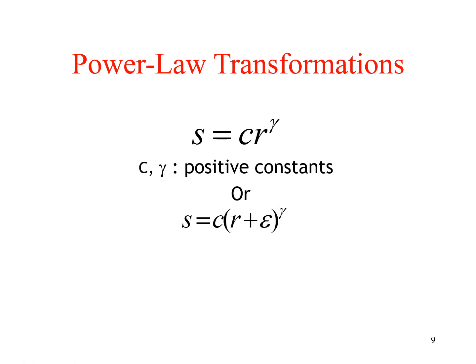Next is power law transformation. In power law transformation, this is the formula you have to remember. If they ask you a problem, you just substitute the values and calculate the output image matrix. Here C and gamma are positive constants. You can use this formula or this formula. Epsilon is a very small value.